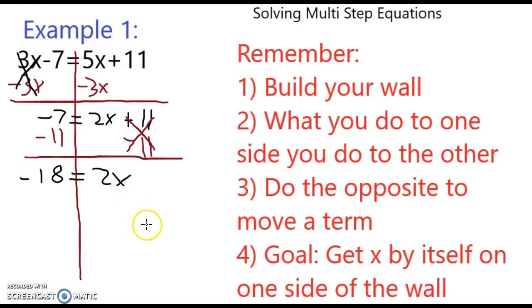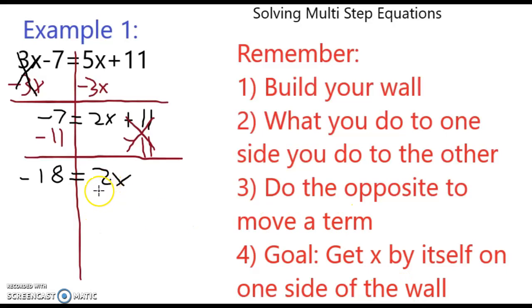Now we really can't move any more terms. I can't move the 18 over here. I can't move the 2x over here. So now you've got to split up the 2 and the x, right? Because if you look at 4, my goal is to get x by itself on one side of the wall. Well, x is not by itself. There's still a 2 in front of it. All right, x is being multiplied by 2. If you remember, 2x means 2 times x. You can actually put a little times sign in between the 2 and the x. So to get rid of it, once again, you've got to do the opposite.